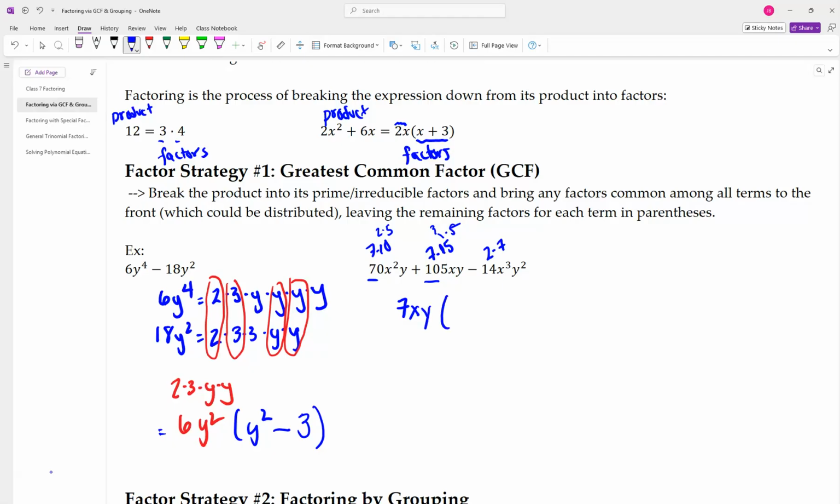Okay, and so then when I think of factoring, I think of division, right? Except it isn't true division because we're not getting rid of it completely. We're just pulling it out in front. We're pulling out the greatest common factor.